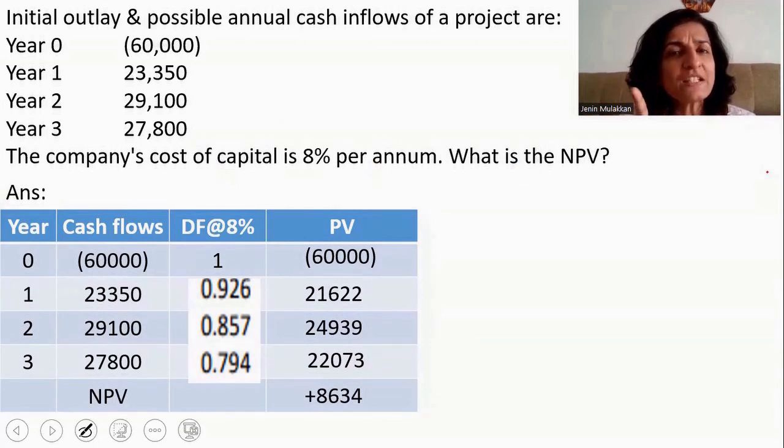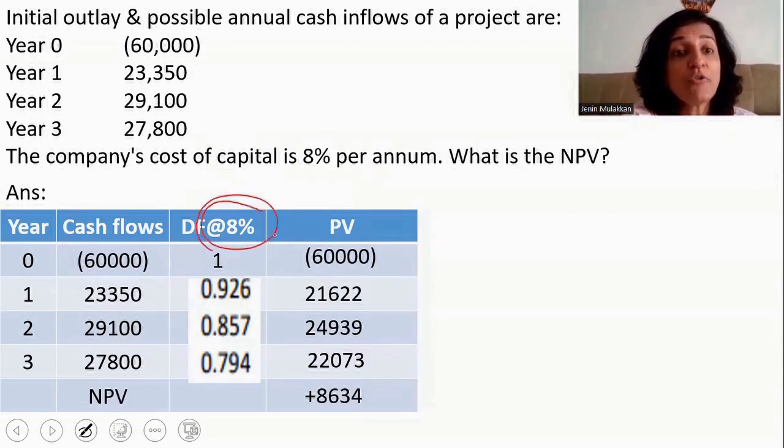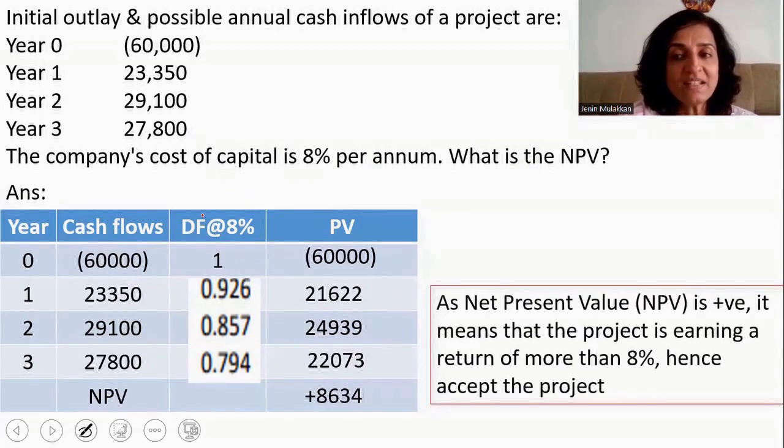What is the meaning of positive NPV? Positive NPV means that this particular investment opportunity is generating a return of more than 8%, which means that we can accept the project. So the evaluation is: as the net present value is positive, it means that the project is earning a return of more than 8%. Hence, accept the project. So here we come to an end of the introductory class of NPV.